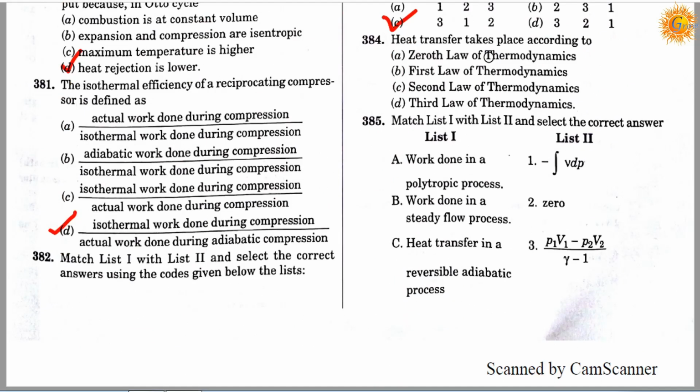Heat transfer takes place according to option A, zeroth law of thermodynamics, option B, first law of thermodynamics, option C, second law of thermodynamics, and option D, third law of thermodynamics. So the correct answer is C.